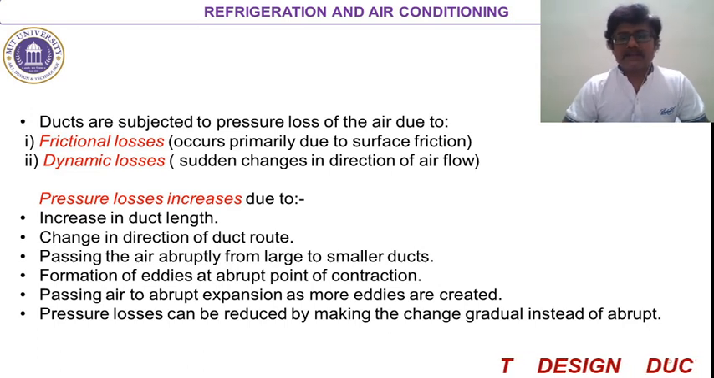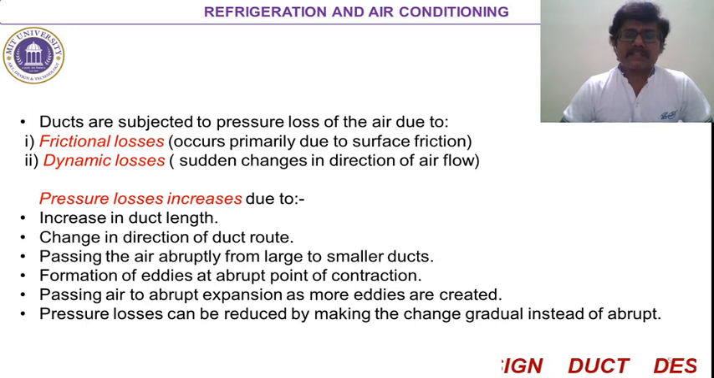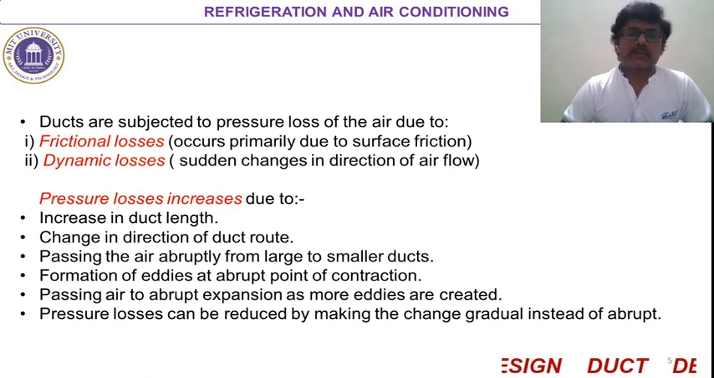Just now we have said that the air that flows through the duct, whether at lower or higher velocities, definitely suffers pressure loss. These pressure losses, broadly speaking, can be of two types. One is frictional loss, which essentially takes place due to surface friction, that is, the friction between the air flowing through the duct and the inner surface of the duct with which the air comes in contact.